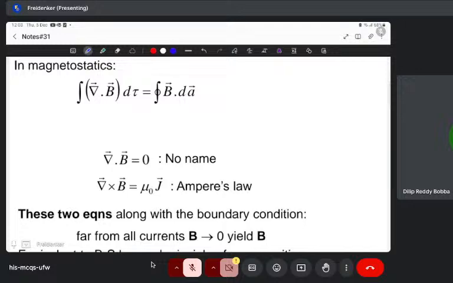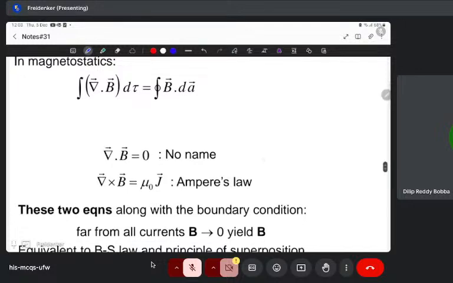The integral form of Ampere's law: you just apply what theorem? Stokes theorem. If you apply Stokes theorem, you will get the integral of B dot dl. On the RHS, what will you get? You will get mu naught I. So this is the integral form of Ampere's law. B dot dl is mu naught I. Fine.